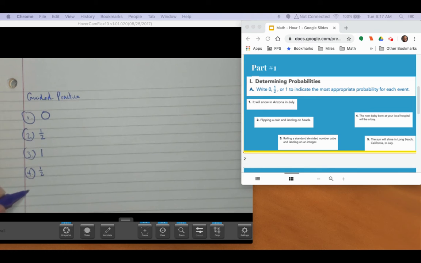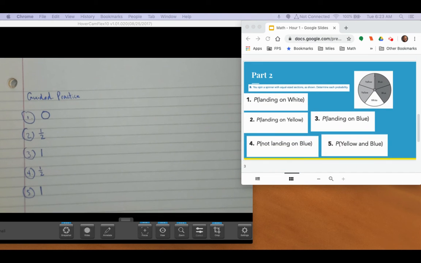And then number 5, the sun will shine in Long Beach, California in July. I think that would be somewhere between 50-50 and 1. I would go with probably 1. All right. And so that's the first part. There are 2 more parts. All right. So now that was part 1.